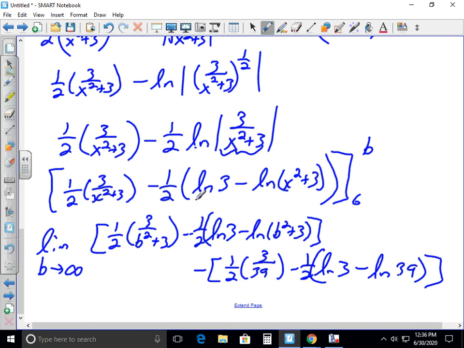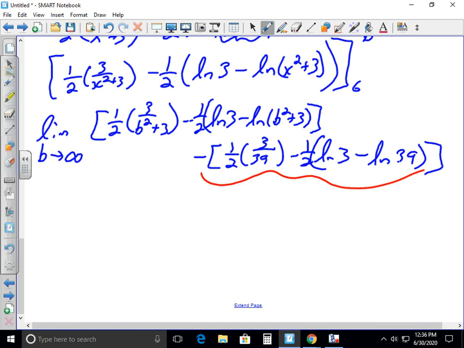So we're just looking for, is this converging or diverging? Well, all of that is going to converge there, of course, because all that is a constant. But as b goes to infinity, notice this fraction goes to 0. The denominator goes to infinity, so that fraction goes to 0, so that's gone. As b goes to infinity, that goes to infinity.